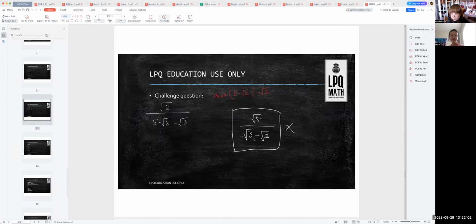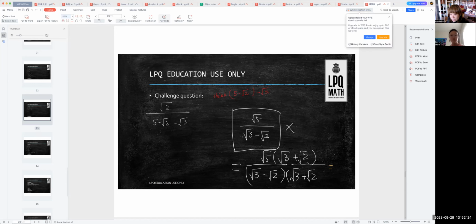But how to get rid of the denominator for this one is you have to do square root 3 minus square root 2 and times what? Square root 3 plus square root 2. Okay, so both top and bottom times the same thing is not going to change the value of the original value, right? Correct?